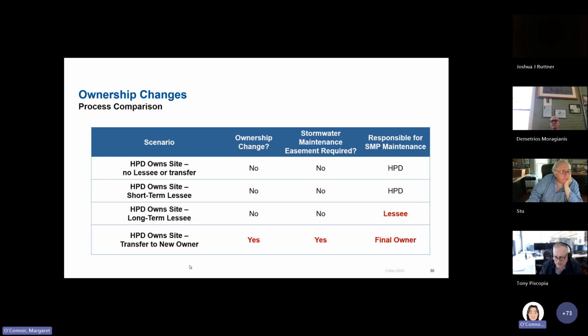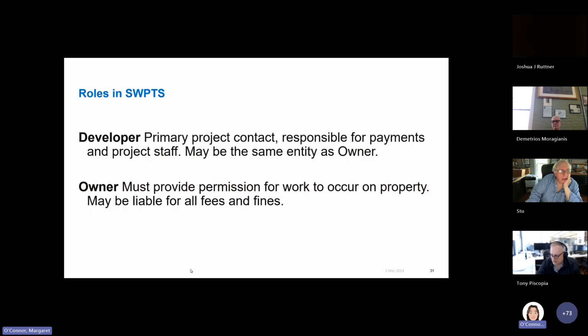And then finally, it's the transfer of ownership. Sites that HPD owns, and they want to transfer ownership. We've been going through a lot of thoughts and ideas on this, and I understand that certain things need to be in place before ownership may be transferred. So these are the two roles that we have in the SWIPs that get involved in the transfer of ownership.